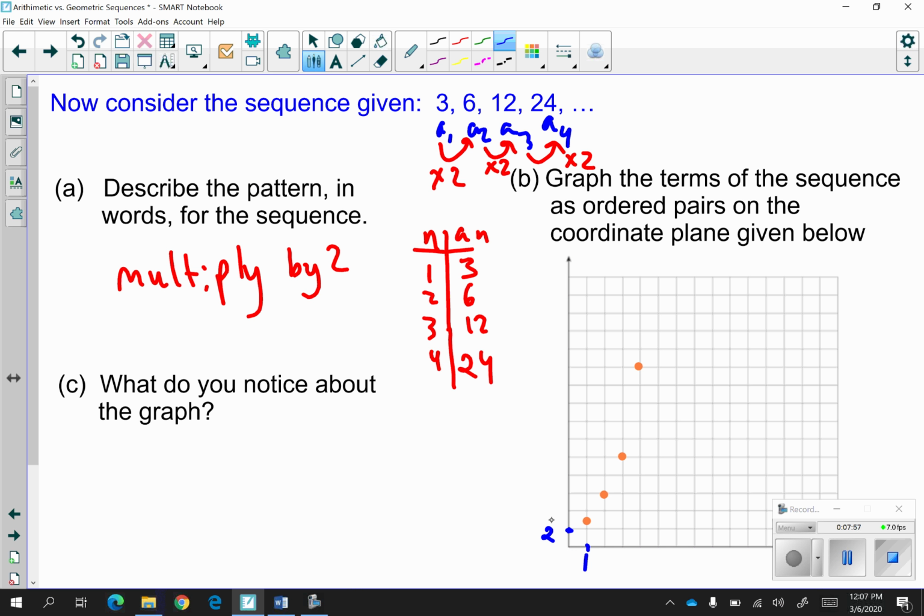And what do you notice about this graph? If you were to connect it, it looks like a curve, right? Because it looks exponential. We're not connecting it for the same reason as before. There's nothing in between the first and the second term. But look how when you do connect it, it's not linear at all.